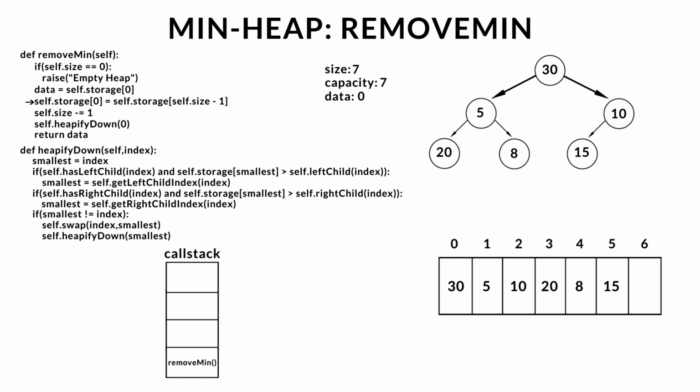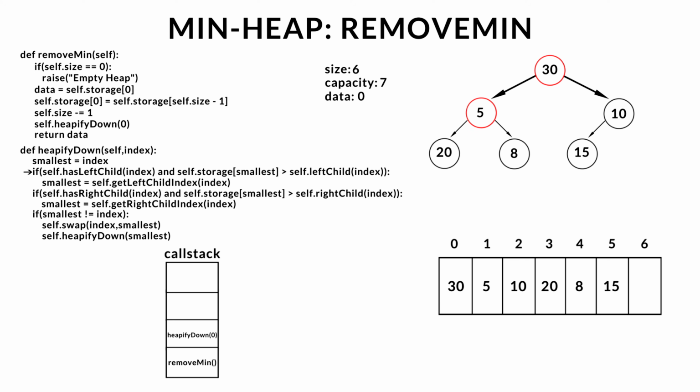We then go ahead and decrement the size since we successfully removed a node within our heap. Next, let's go ahead and invoke our HeapifyDown method, passing in 0 as an argument. So let's go ahead and push this on top of the stack. Within our HeapifyDown method, we initialize smallest to the node we're currently at. So does the node we're currently at have a left child?